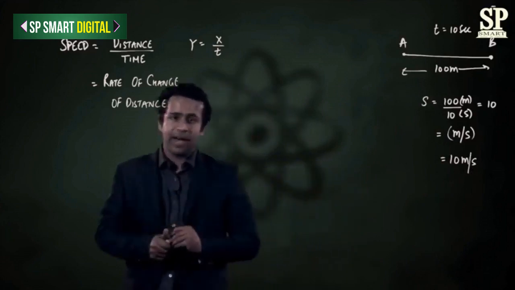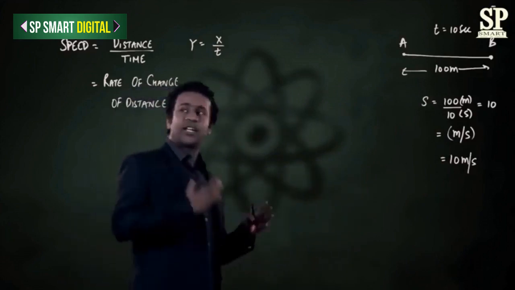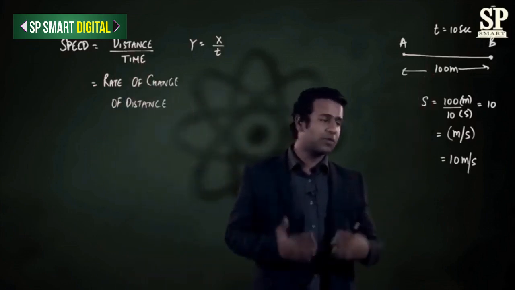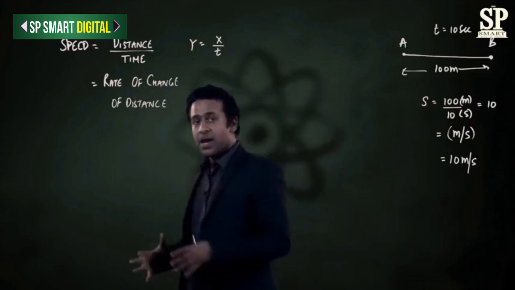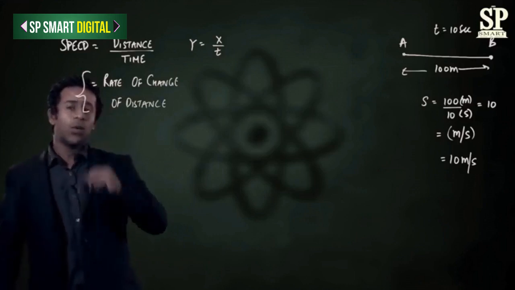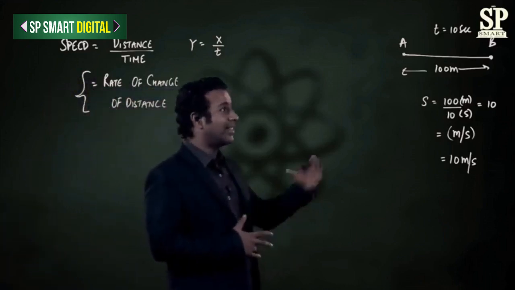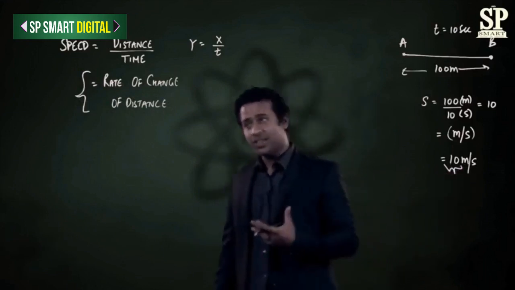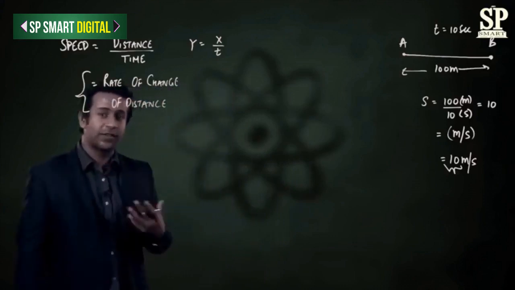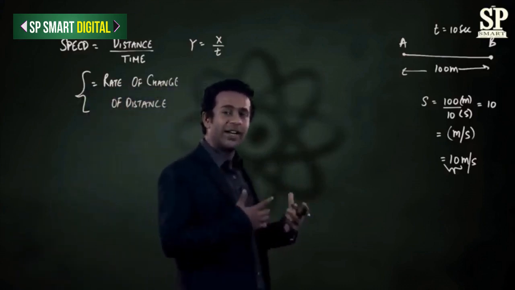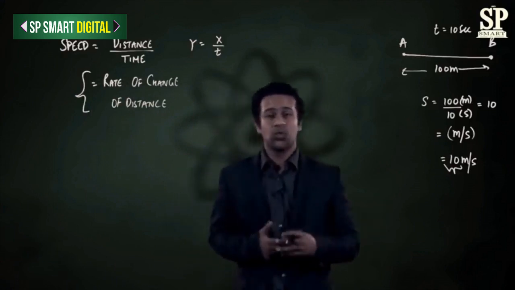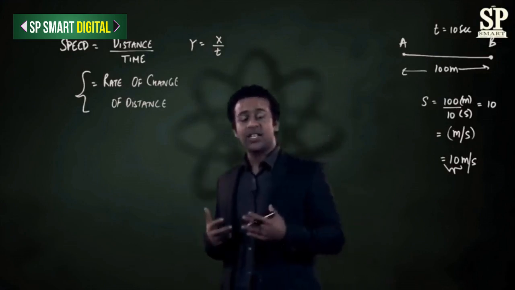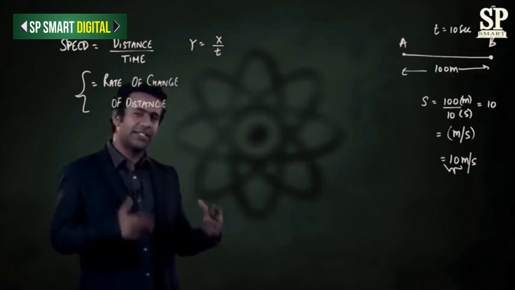Right. So, this is simple enough. I'm sure you've followed it so far. Speed is distance by time, and using the same formula, we get that the speed of this particle is 10 meter per second. What this tells us is that this particle covers 10 meters in every second, and hence we are calling it the rate of change of distance. It is the rate at which distance is being covered. This is what speed is. This is what gives us the idea of fastness, that is, how much distance it covers every second.